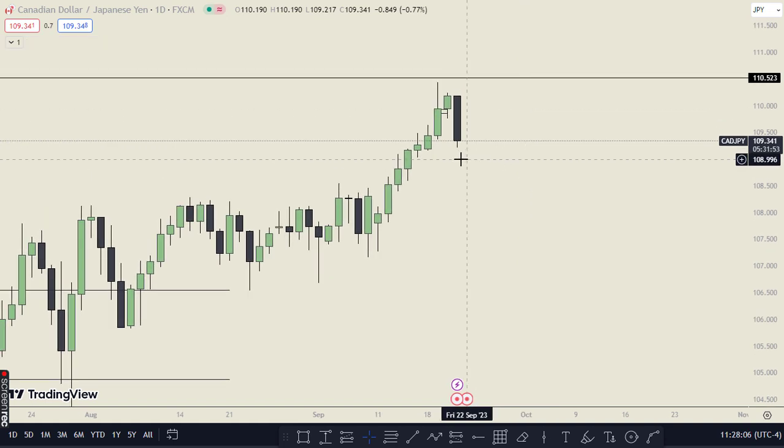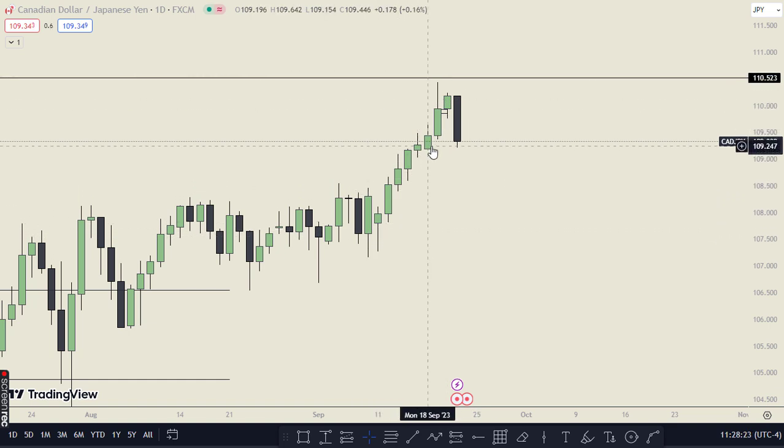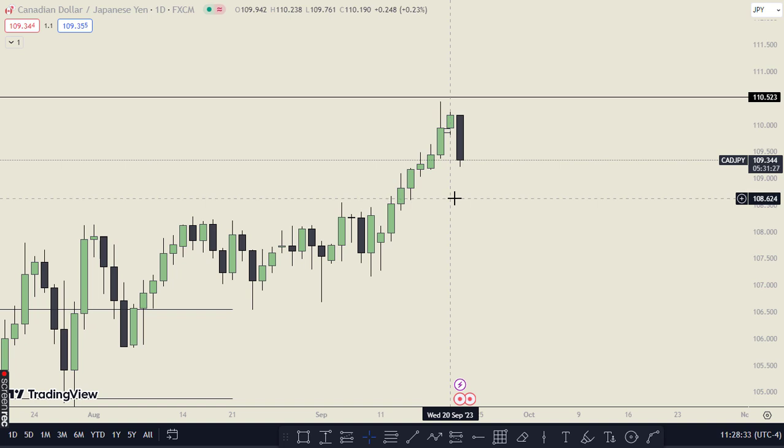So as you can see, this is the Canadian dollar against Japanese yen. We have a displacement, but as you can see, it is not energetic enough. So I don't like it. Thus, I'm not interested in it.